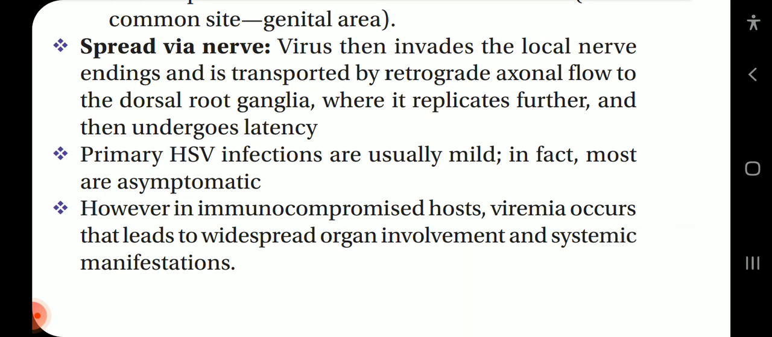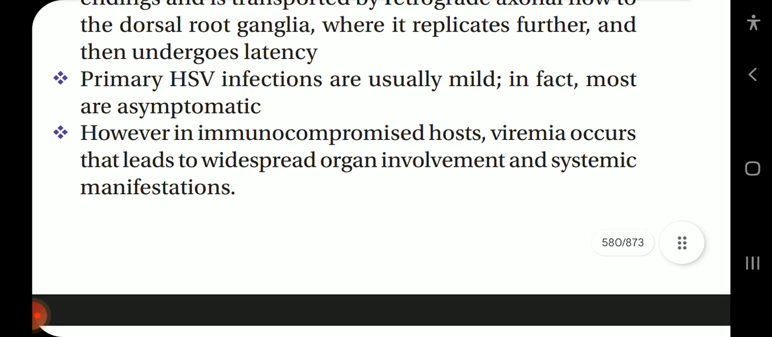Spread via nerve. Viruses then invade the local nerve endings and are transported by retrograde axonal flow to the dorsal root ganglia, where they replicate further and then undergo latency. Primary HSV infections are usually mild, in fact, most are asymptomatic. However, in immunocompromised hosts, viremia occurs that leads to widespread organ involvement and systemic manifestations.